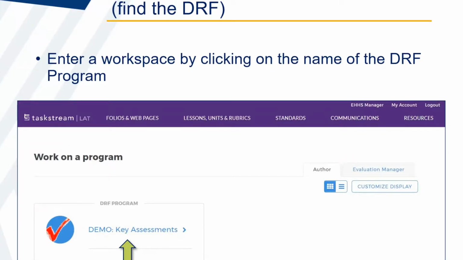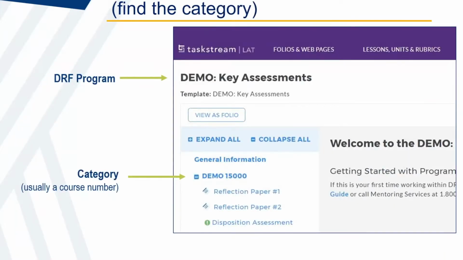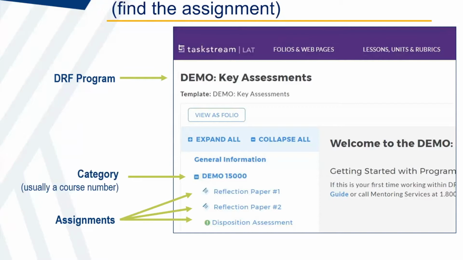To enter this workspace, I simply click on the name of the DRF program. And that takes me into the DRF program. I can see which DRF program I am looking at via the name at the top. Now I need to find the correct category. Generally speaking, the name of the category you need to submit assignments to will be the same as your course number. So, if you'll recall from my example, I'm in Demo 15,000, and you can see that is listed along the sidebar.